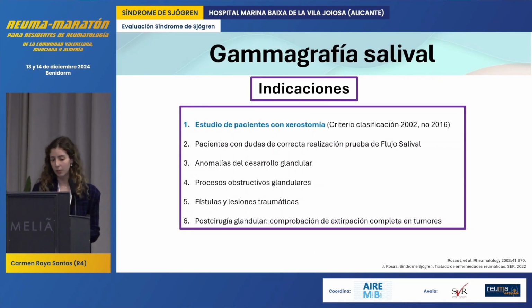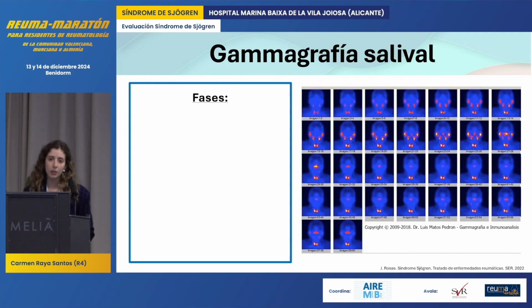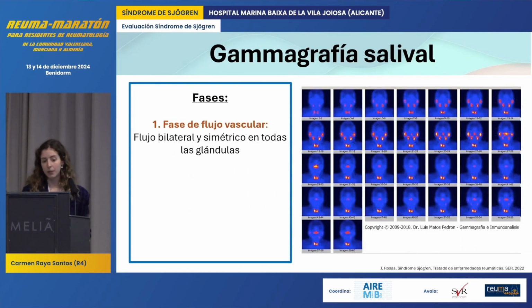It's also used when there are developmental anomalies of the glands, in obstructive processes, when there are fistulas or traumatic injuries, or after glandular surgery, if we want to make sure that the entire tumor was removed during the procedure. And what about the phases of this test? Well, there are 3 phases. The first is the vascular flow phase. It shows bilateral and symmetrical flow in all the glands.